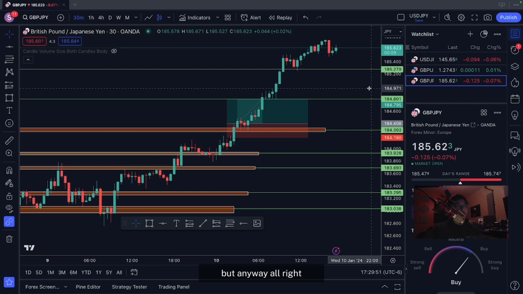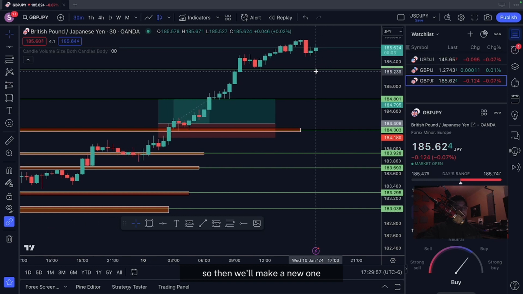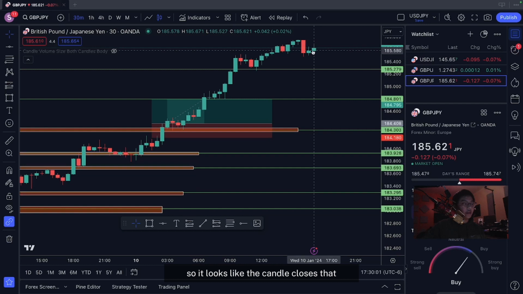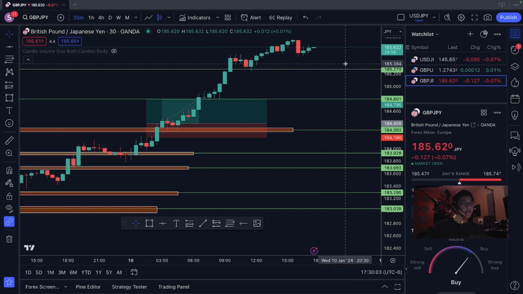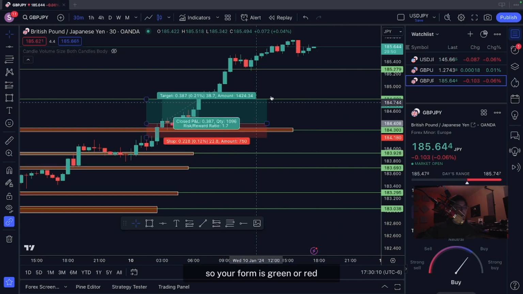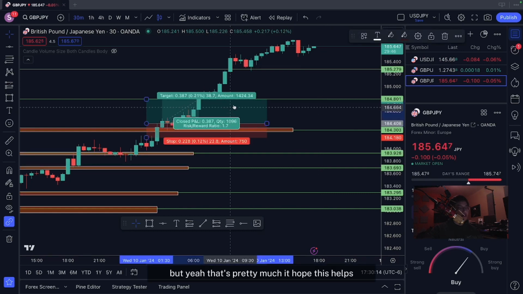But anyway, we've got 10 seconds left before this candle closes, and then we'll make a new one. Here we go, 2, 1, bam. So it looks like the candle closes at that. So then the next new candle forms, and it either forms green or red. But that's pretty much it.